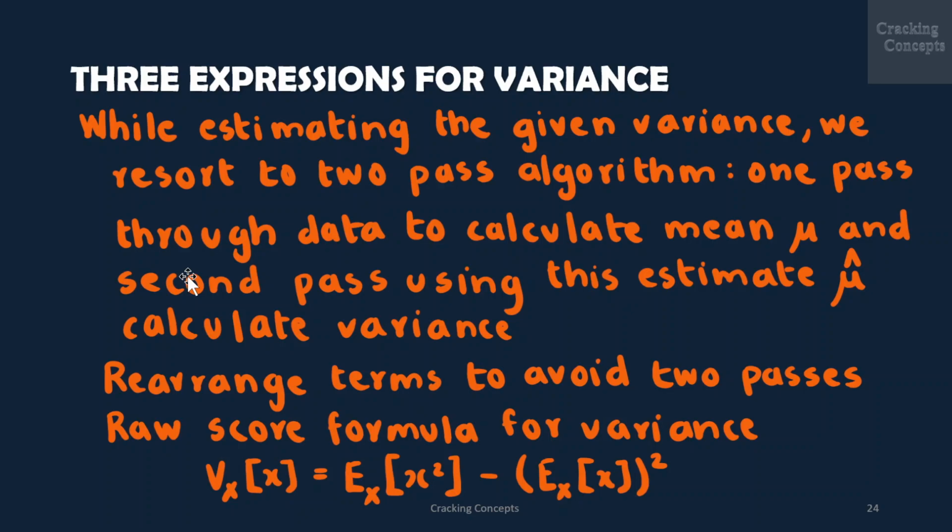While estimating the variance empirically, we need to resort to a two-pass algorithm: one pass through the data to calculate the mean mu, and the second pass using this estimate mu cap to calculate the variance. It turns out that we can avoid two passes by rearranging the terms into a form called the raw score formula for variance, given by variance of x equals expectation of x square minus expectation of x the whole square.